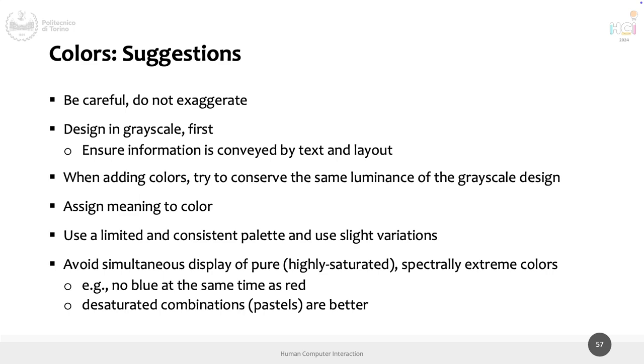first, because information should be primarily conveyed by text and layout, and then by colors. Colors should be there for helping you, for highlighting information. But something should be perfectly usable in grayscale and understandable in grayscale. When adding color, try to conserve the same luminance of the grayscale design. So if something is lighter than other things in grayscale, then the color should respect this lightness of one item to the others. Try to assign meaning to color.